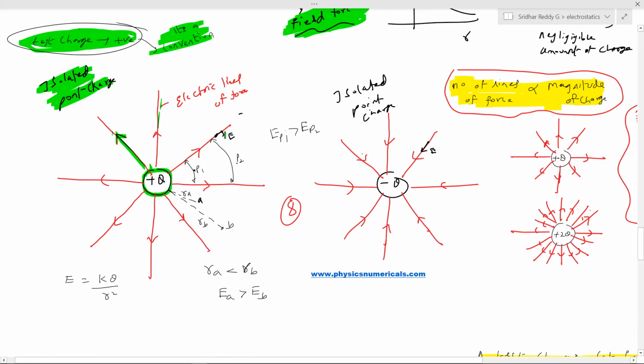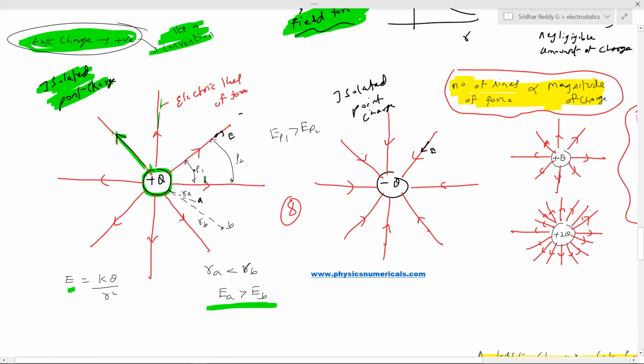How will the lines of force be? Radially outward. Are you seeing this? Radially outward. Then one more thing: I will look at the spacing between them. Point A is at a distance RA. What about point B? It is at a distance RB. Then which distance will be more? RB greater than RA. Then according to the formula, E equals KQ by R square. If RA is less than RB, then the field strength at A should be greater than at B.